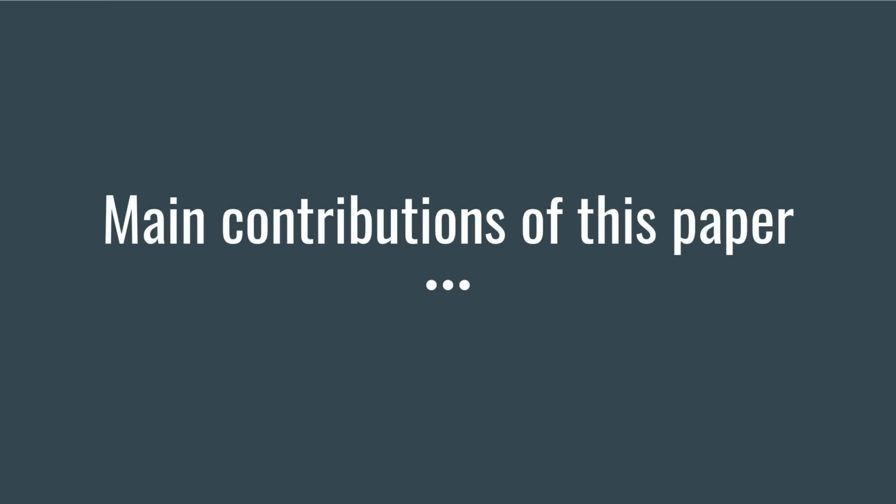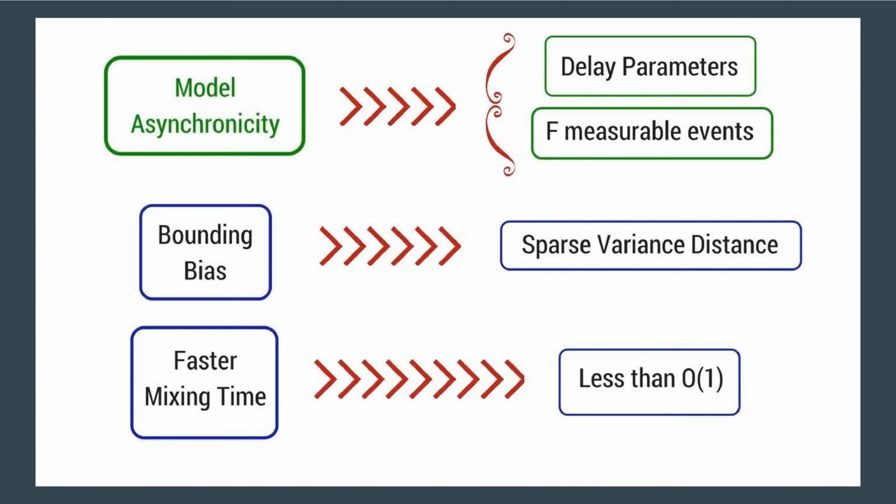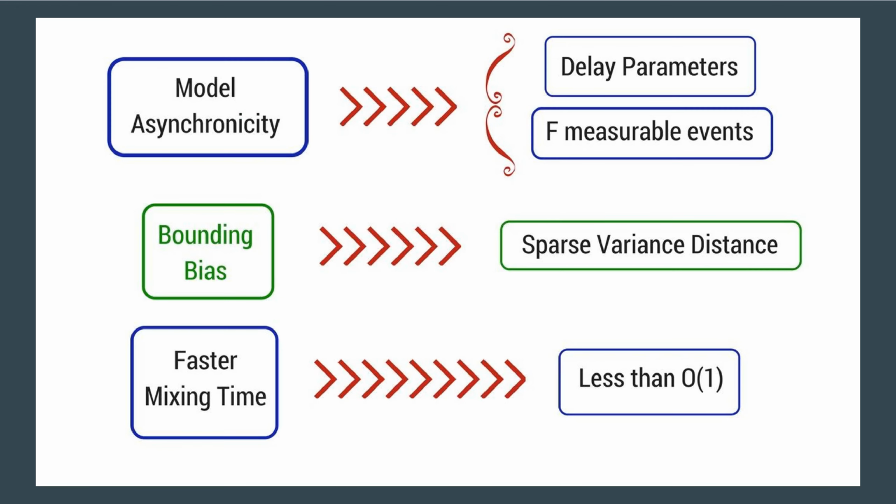We shall now see the contributions of the paper. Updates are modeled to serialize all writes, and delay parameters are introduced for representing how old a value the sampler is using. Total variation distance is calculated to find out how far the distribution is from the true distribution. It is the maximum difference in probabilities assigned to a single event. The sparse variation distance rather estimates the maximum difference in probabilities assigned to an event with fixed dependent variables.